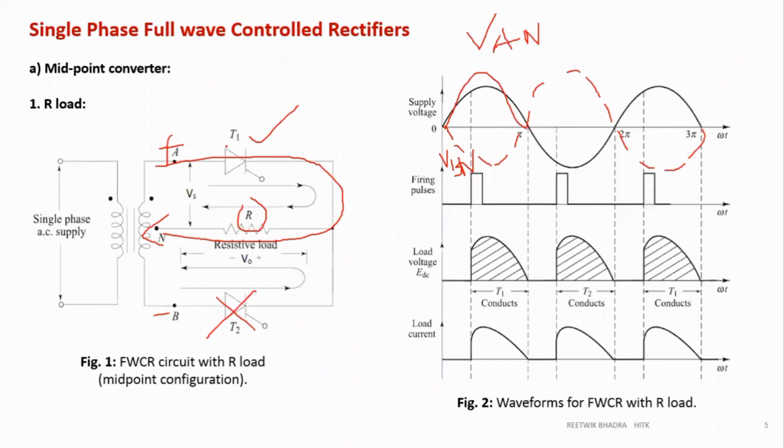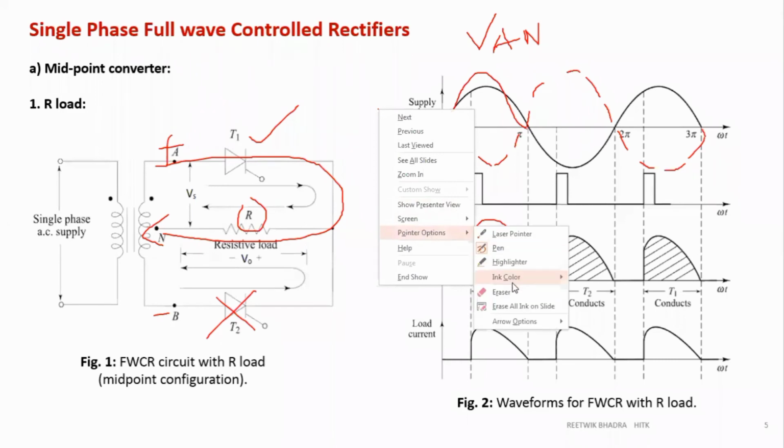Now which thyristor is on? T1. So for that, which voltage will V0 follow? VAN. So VAN is drawn over here after a delay of alpha. Which thyristor conducts? T1. So it is written over here. Next half cycle, after a delay of alpha, what will we do?